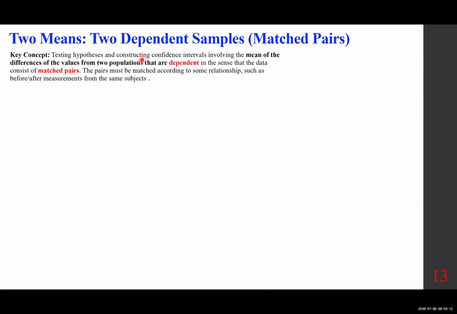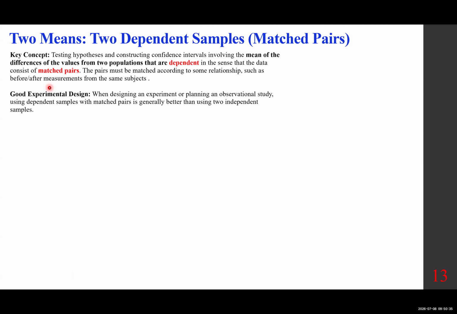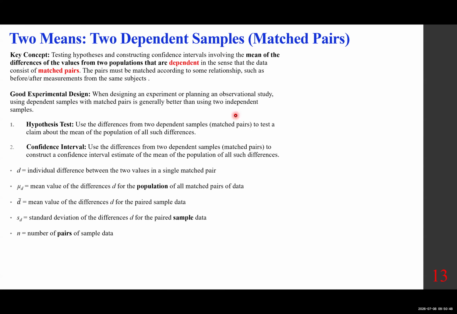Testing hypotheses and constructing confidence intervals involving the mean of the differences of the values from two populations that are dependent in the sense that the data consist of matched pairs. The pairs must be matched according to some relationship, such as before and after measurements from the same subjects. Good experimental design. When designing an experiment or planning an observational study, using dependent samples with matched pairs is generally better than using two independent samples.